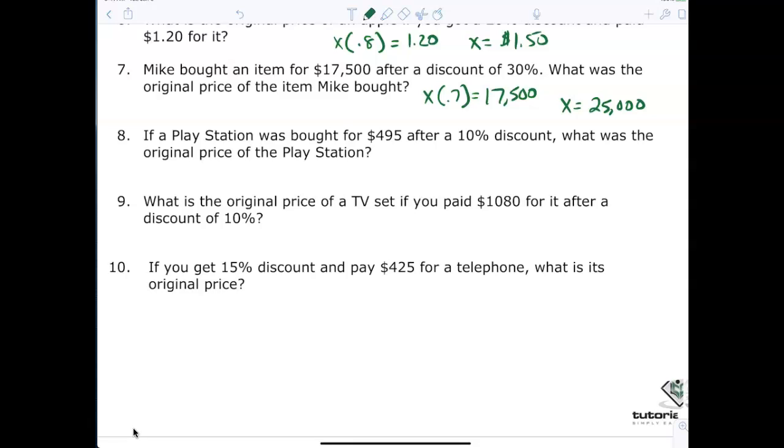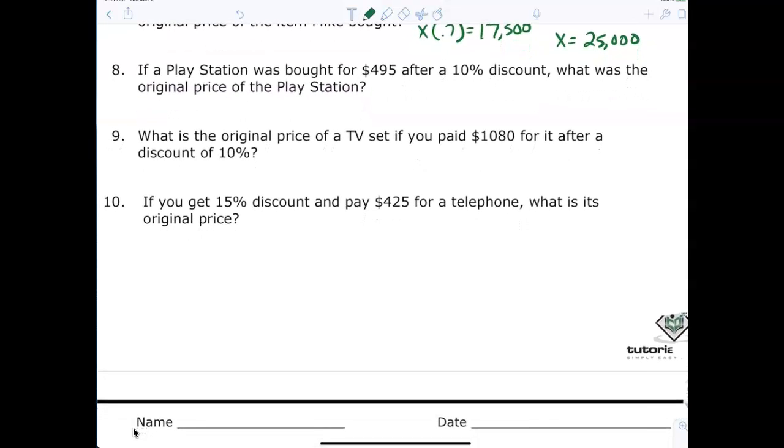Next. If a PlayStation was bought for $195 after a 10% discount, what was the original price of the PlayStation? X times parentheses 0.9 equals 195. Good job, kiddo. Tell me the answer. Divided by 0.9 is 550. Anybody else get 550? All right, hopefully you guys are feeling better. Like I said, this is really hard for some reason. I never understood why this was challenging.